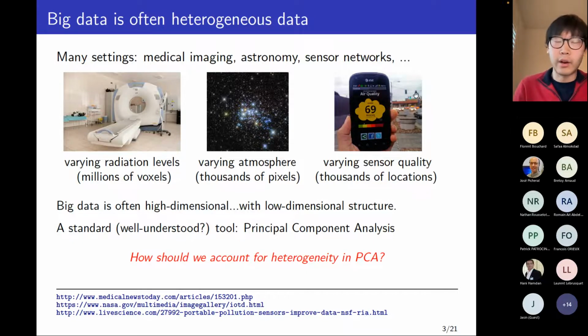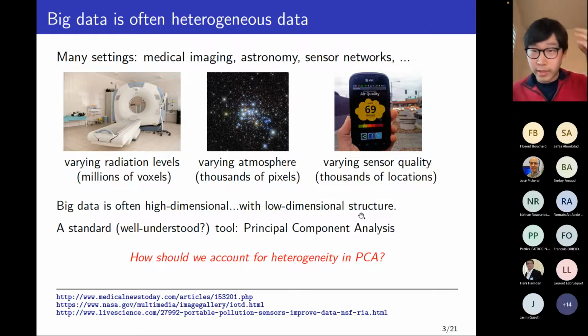And in the radar context, I think it'd be low-dimensional clutter, is my understanding. And so a standard and, one might wonder, maybe well understood tool is principal component analysis. And so the overarching question here is, how should we account for heterogeneity when we do PCA? Okay, so again, principal component analysis is going to be a way for us to try to identify the low dimensional structure in high dimensions.